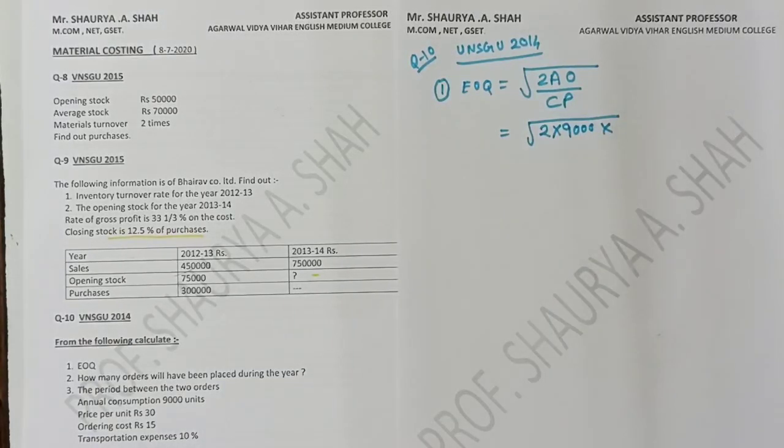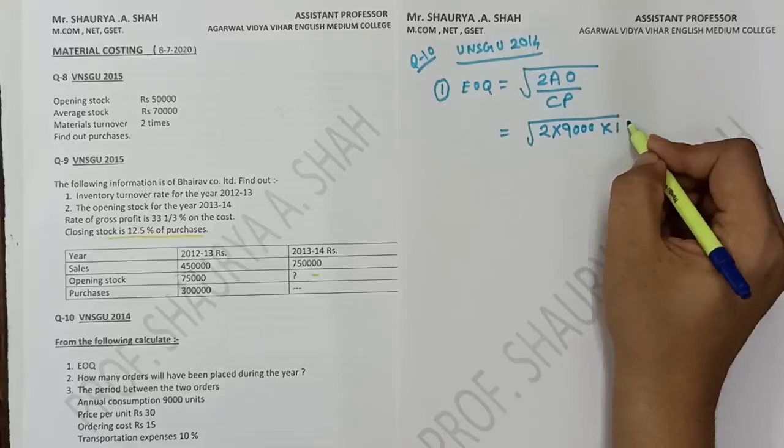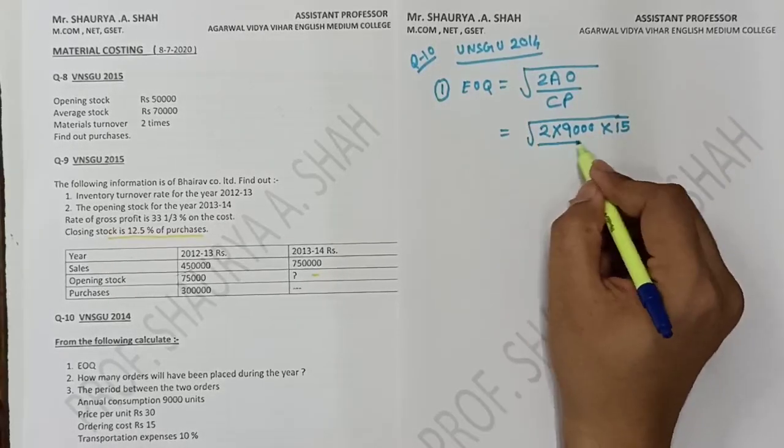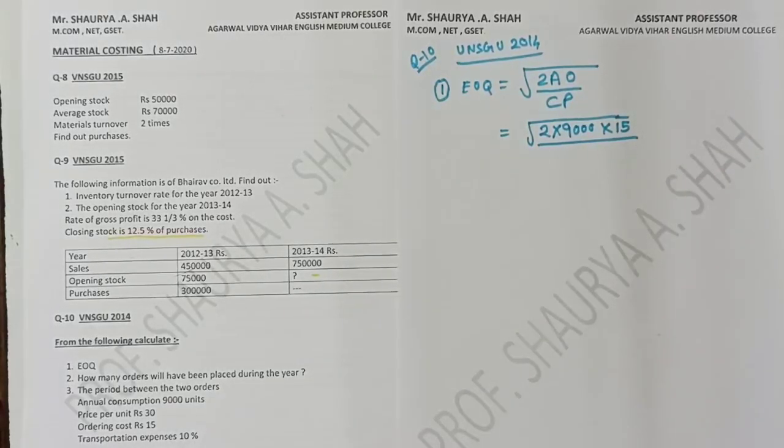Annual consumption is 9,000 units. What is my ordering cost? Ordering cost is 15 per order. Divided by, right? What is my, again we can say carrying cost. Carrying cost is 10%, right? As such it is in percent.